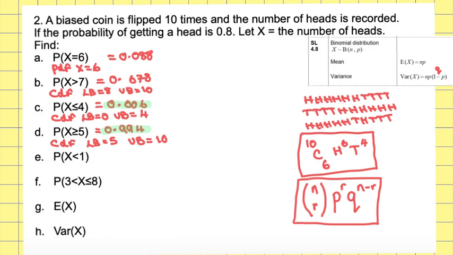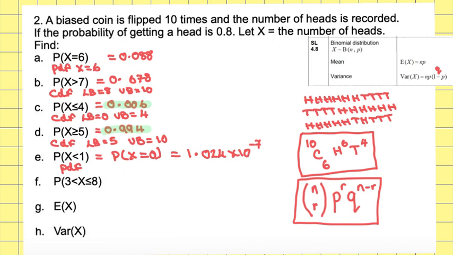Part E, the probability that x is less than 1. Well, that is the same as the probability that x equals 0. So in this case, you would use a PDF. And in this case, you would expect a very small number, and it is. And the answer is 1.024 times 10 to the power of minus 7. A very, very small number.